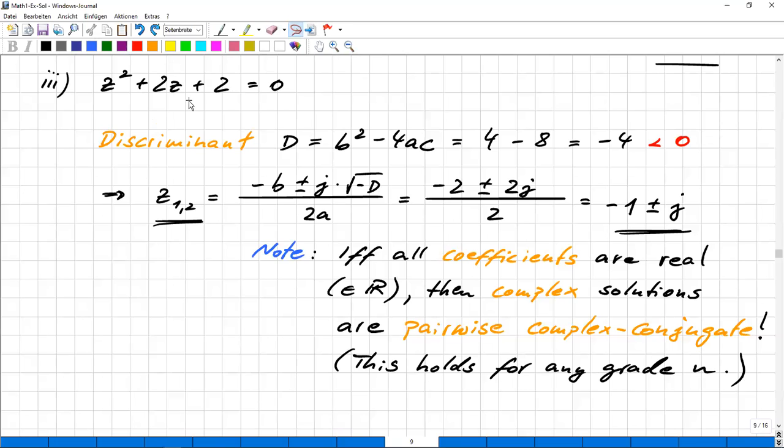That's why I say pairwise, because I could have more than two solutions here. I could even have some of them real numbers and some others complex, but you never get a single complex solution in this case, with real coefficients. You always get complex solutions pairwise and even pairwise complex conjugate. That's just an important fact about the fundamental theorem of algebra inside complex numbers.